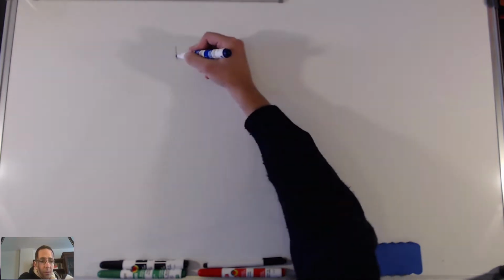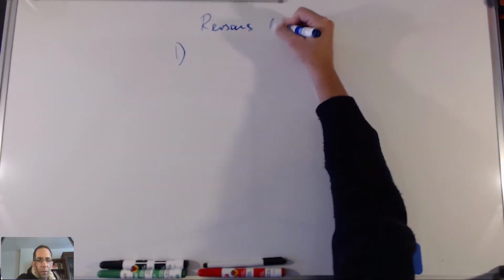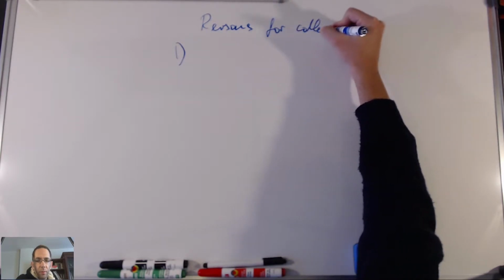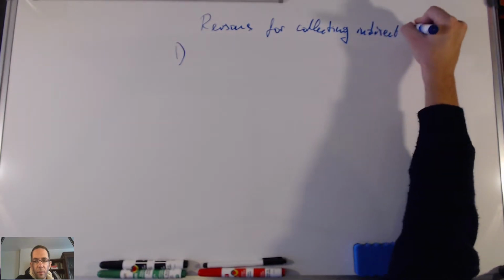Next, I would like to talk about the reasons why the government collects indirect taxes. Nobody likes paying taxes, yet we have to do it. Why do we do it? And there are few general reasons why governments collect these taxes. The first one would be to discourage the consumption of harmful products. So, let's say reasons for collecting indirect taxes.